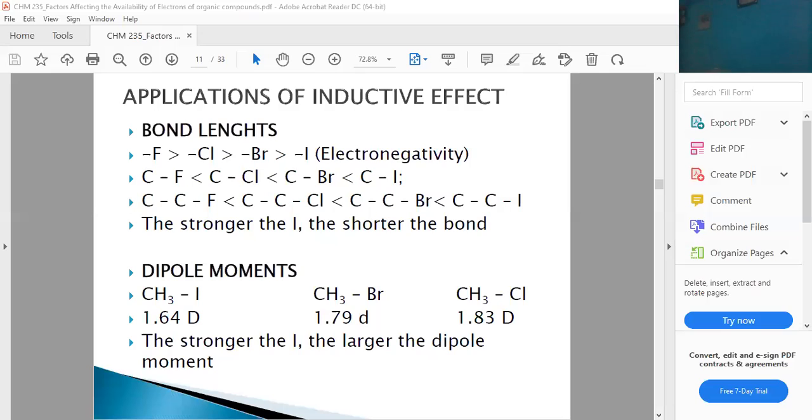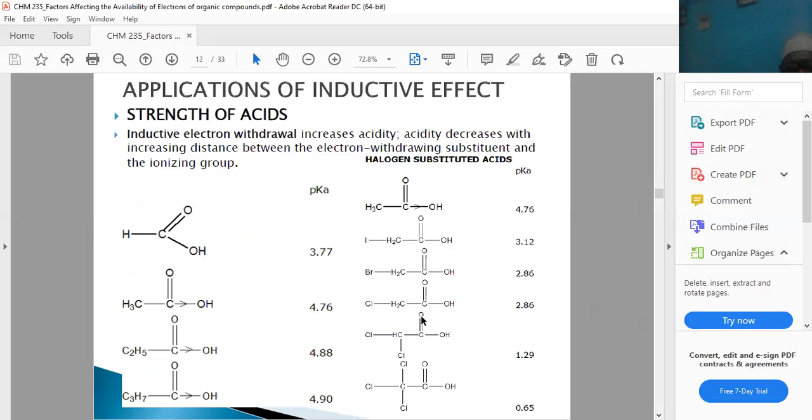Under application of inductive effects, under strength of bases, we have ammonia, methylamine, dimethylamine. I want to ask about trimethylamine. You said we have 4.20, then in the video you said it decreases. I don't understand that part. Give me 1 minute, please. I will come back to you. Okay, sir.